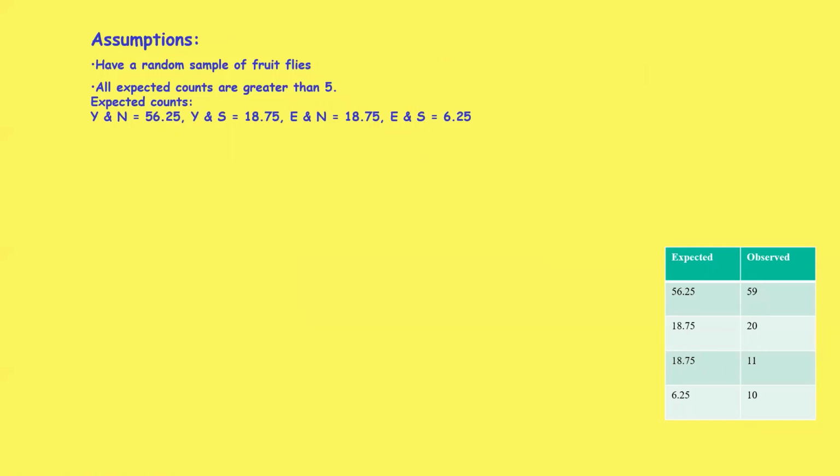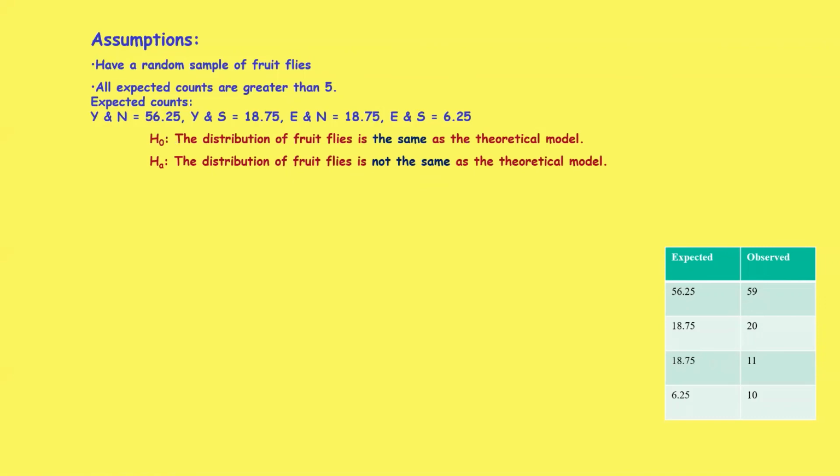You must state this, okay? Make sure to have a chart, expected and observed. So what you put in the calculator should be written down on your paper as you're showing work. You do not get full credit if you do not list out the expected values. So next, continue. Our assumptions have been met, so we need a null. Our null is the distribution of fruit flies is the same as the theoretical model. And our alternative is the distribution of fruit flies is not the same as the theoretical model.